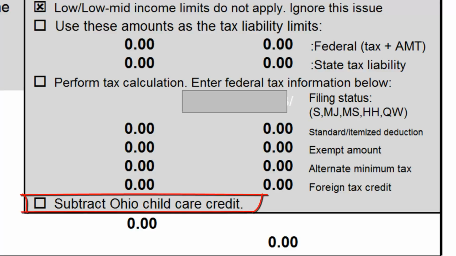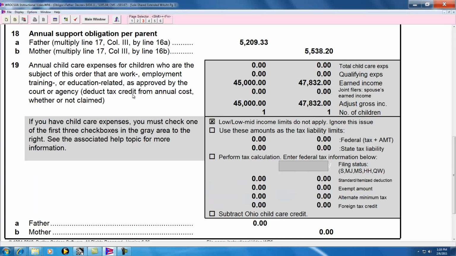The final checkbox relates to whether to include the Ohio child care credit when you calculate the tax credits and subtract them from the child care expenses. Logic dictates that if you want to be financially accurate and avoid the child expense payor from double dipping, so to speak, you would include the Ohio credit in the calculation. However, there are a number of reasons why you may not want to do that.